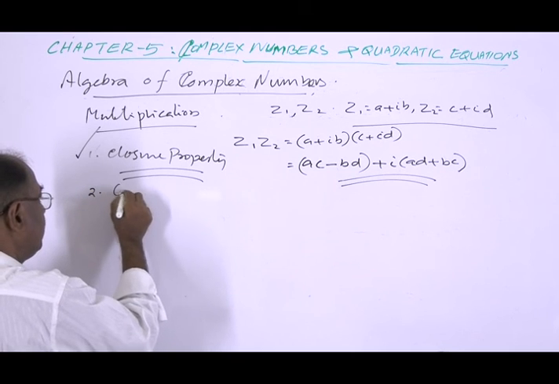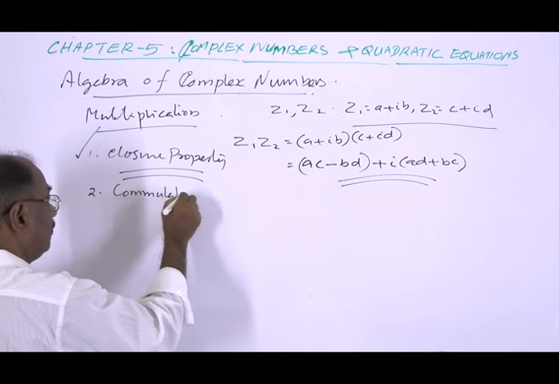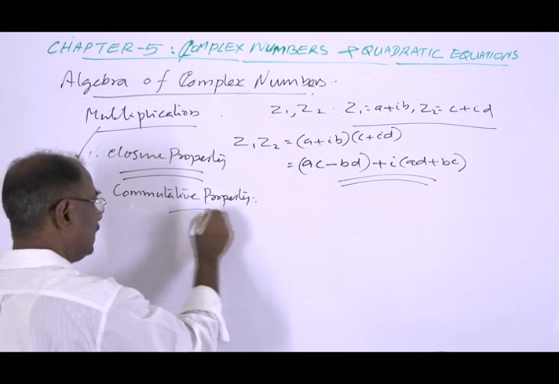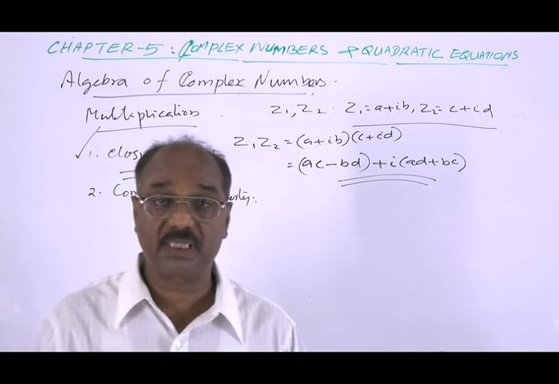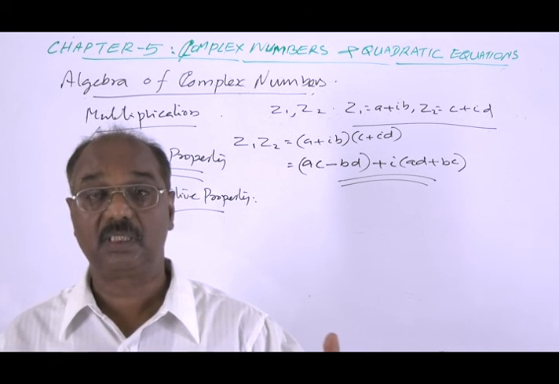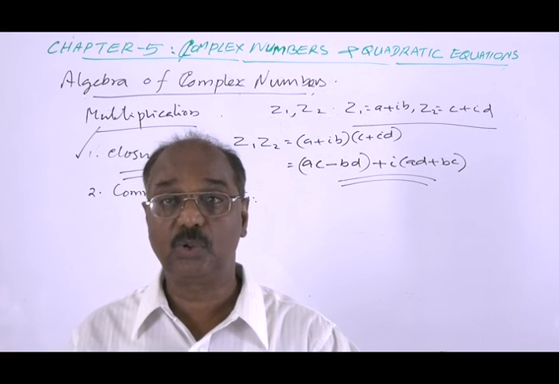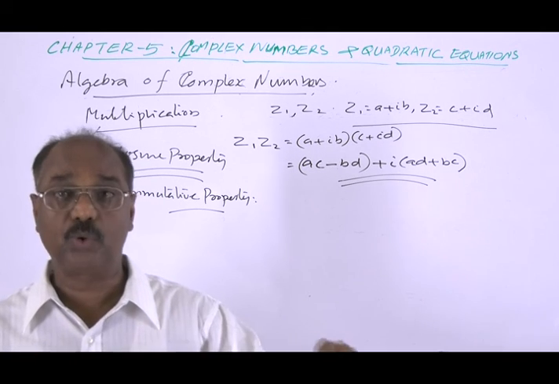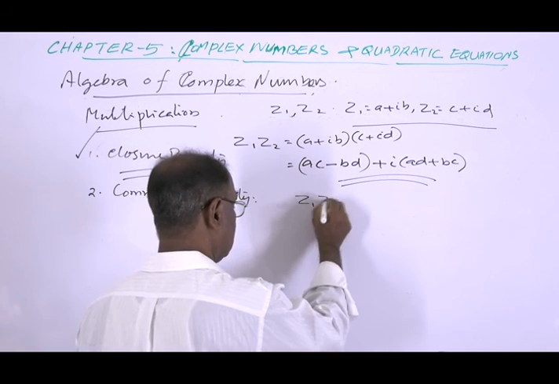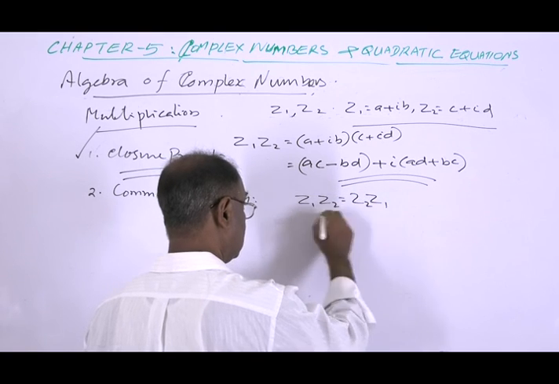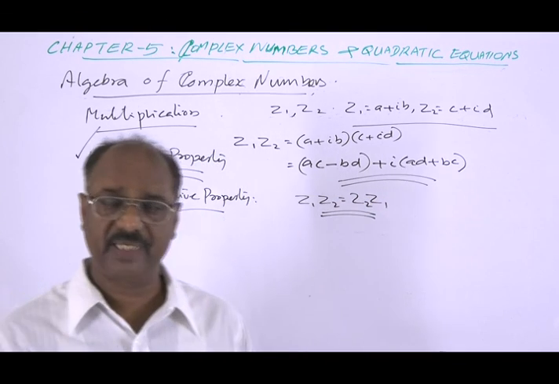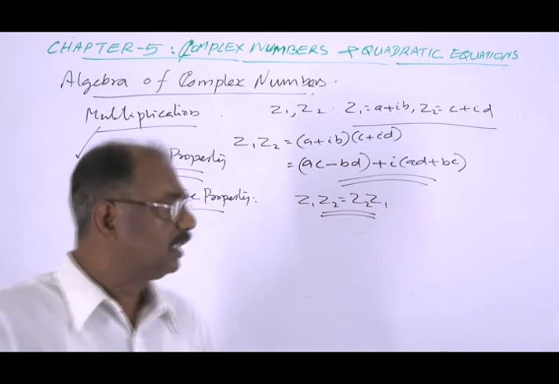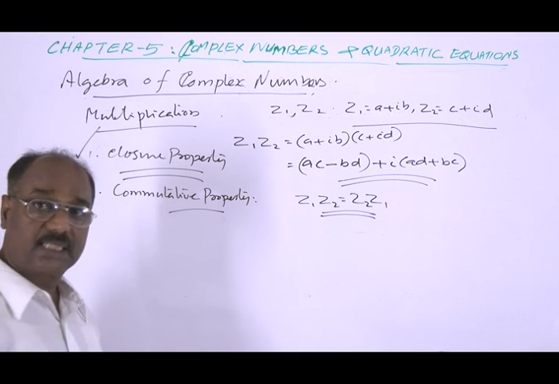Then the second one, commutative property. That is, whether the multiplication of complex numbers is commutative or not. That is, Z1 into Z2 equal to Z2 into Z1. We can easily verify that for any two complex numbers, Z1 Z2 is equal to Z2 Z1. The verification is very simple, and therefore we do not go to the details. So the commutative property is satisfied.